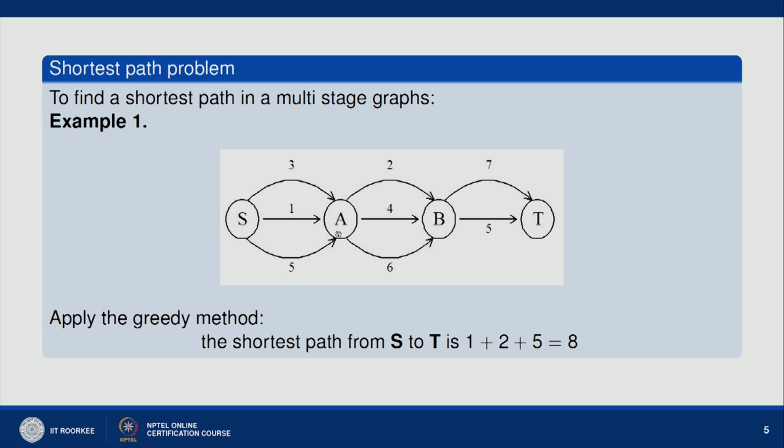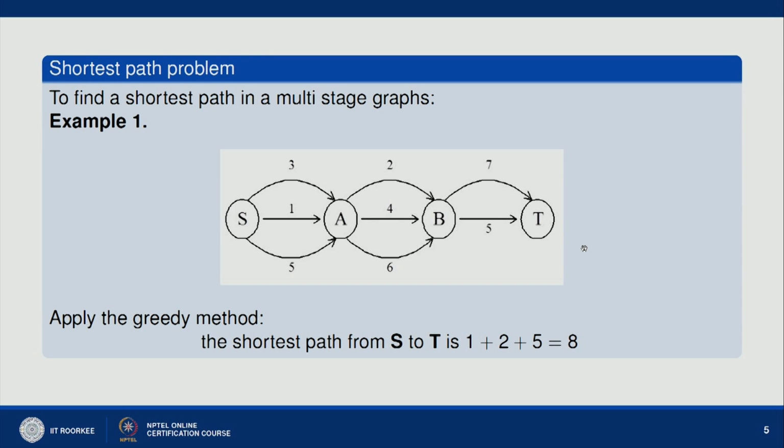It may be a distance, it may be a cost, or it may be some other value. Say from S to A there are 3 different paths or 3 different costs: 3, 1 and 5. From A to B again we have 3 different paths: 2, 4 and 6. From B to T we have 2 different paths: 7 units and 5 units. Now, what is the problem? The problem is to find the shortest path from S to T.